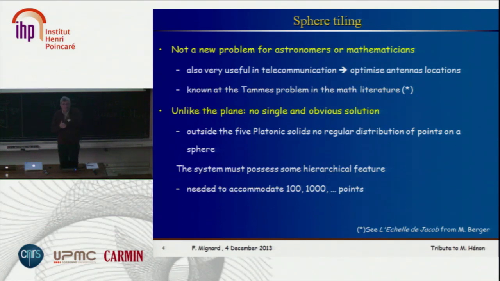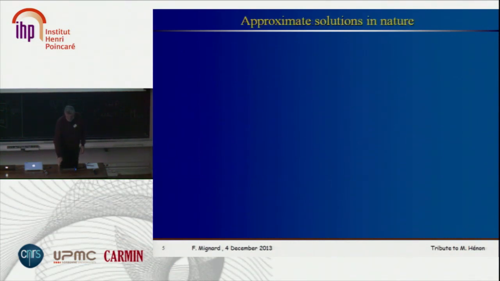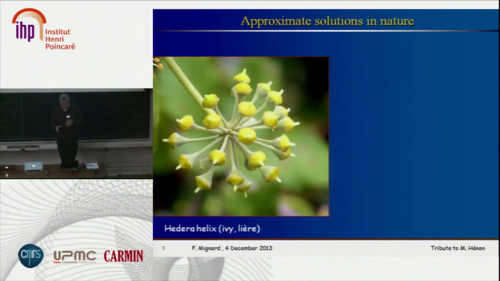A plane you can tessellate with many kinds of tiles, like the square one, which is the simple one and answers exactly the question. So the system must possess, as I said before, some hierarchical features so that we can arrange it for larger and larger numbers of objects. If you look at nature, it sometimes needs to organize itself in more or less regularly distributed directions. So let's see a few pictures I took myself.